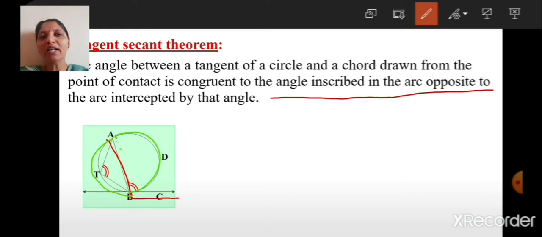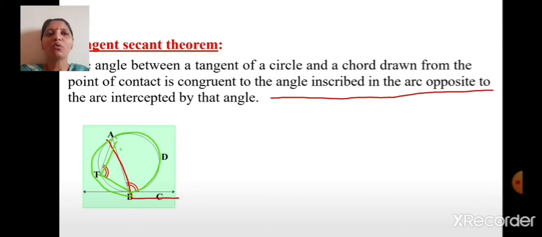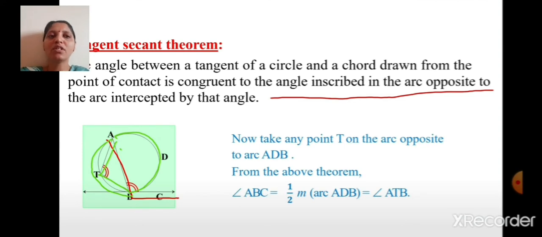So the angle inscribed in this arc will be equal to angle ABC. Here I have drawn angle ATB. So this angle will be equal to angle ABC. So this theorem is called the tangent secant theorem. So we can say here angle ABC is equal to half major arc ADB, that is equal to angle ATB.